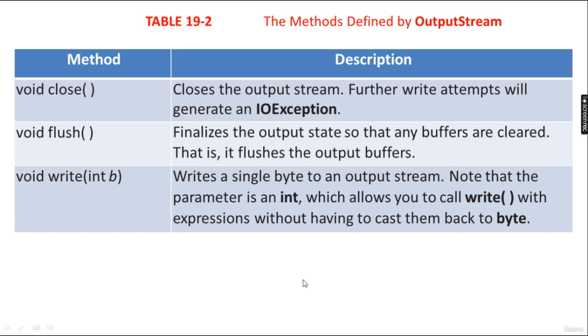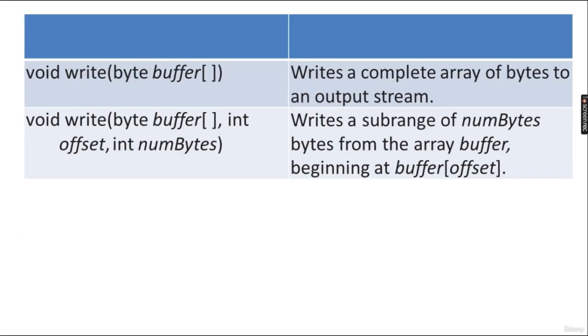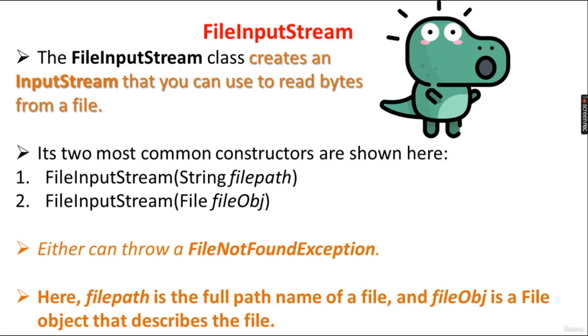Notice that parameterized integer which allows you to call write with the expression without having to pass them back to byte. Write byte buffer writes the complete array of bytes to an output stream. Void write byte buffer, integer offset, integer number of bytes writes a subrange of number of bytes from the array buffer beginning at buffer offset.